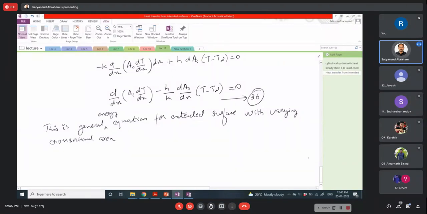Next, fins of uniform cross section. Here we talked about varying cross sections, but in many conditions we might have a uniform cross section, which is the simplest one. So we will analyze the uniform cross-section case in detail.